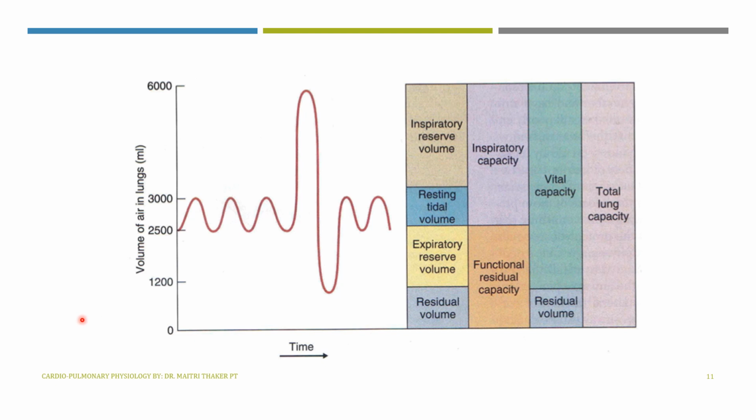So all the volumes and capacities, to revise that, you can refer to this figure. Here it is tidal volume. This graph shows inspiratory reserve volume, and here it is expiratory reserve volume. This is residual volume, and by combining these volumes we get our different lung capacities.